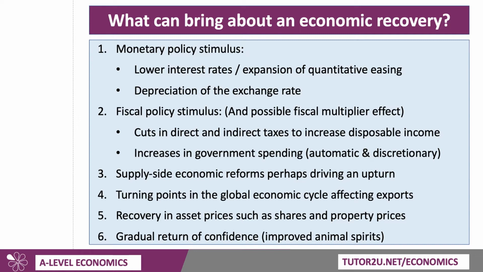And fiscal policy can have a stimulatory effect, can kickstart a recovery. So Keynesian economists have a strong belief in the power and the efficacy of fiscal policy, particularly if there's a strong fiscal multiplier effect. So direct and indirect tax cuts, higher government spending, some of which is automatic, of course. Please do revise the automatic stabilisers as a concept. Some of it's discretionary, so for example, an increase in public works programmes or higher spending on the NHS in education. Supply side reforms can drive an upturn, particularly if they're effective.